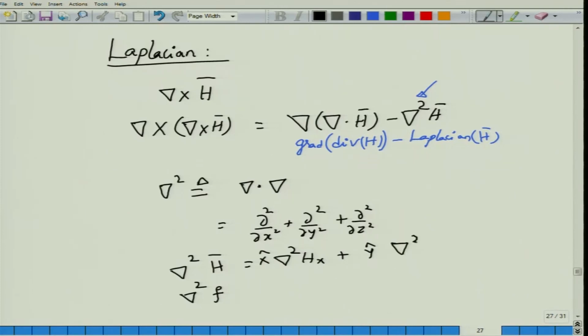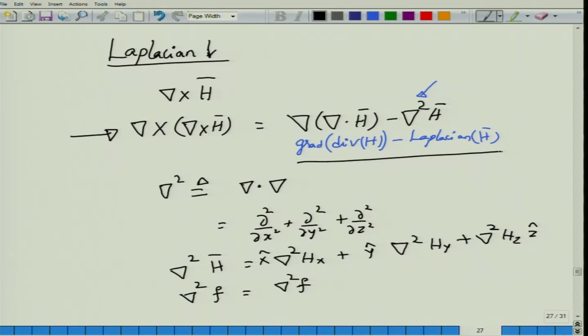Okay. So, observe that del square goes onto hx and x hat, del square goes onto hy and y hat, plus del square goes onto hz and there is a z hat out there. Whereas when you apply this to a scalar quantity, you are only applying it to the function f itself. Okay. This Laplacian will be very important, and this equation that we have written, curl of h being given by gradient of divergence minus Laplacian, will be the starting point for us to derive the expressions for the wave equation.